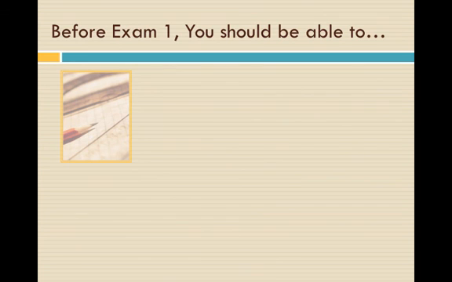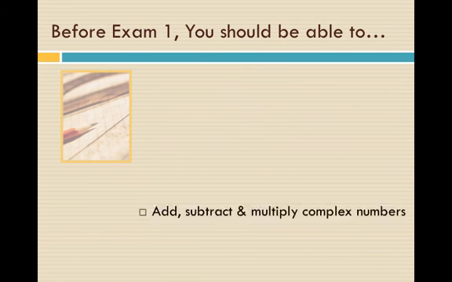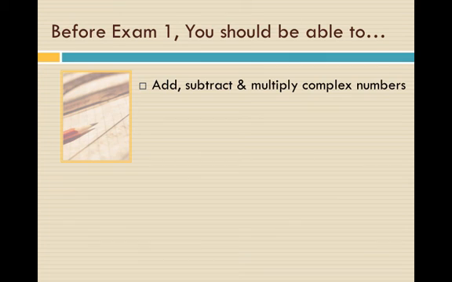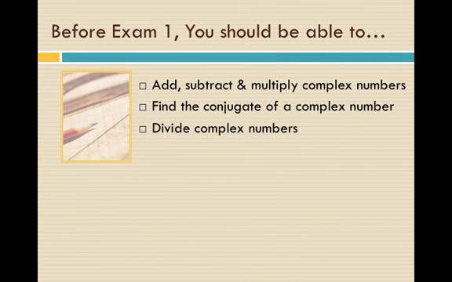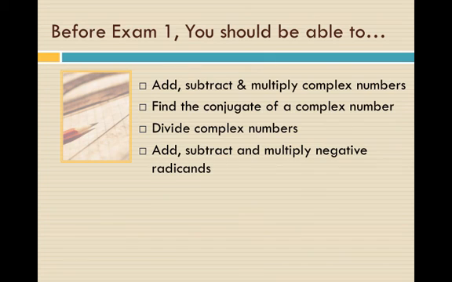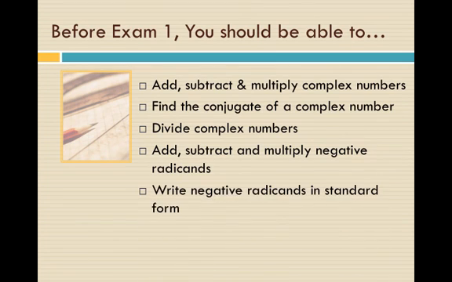Just to sum up here before exam 1, what am I expecting you to be able to do? Add, subtract, and multiply complex numbers. Find the conjugate of a complex number. Divide complex numbers. Add, subtract, and multiply negative radicands, and write negative radicands in standard form. That is pretty much everything I've gone through.